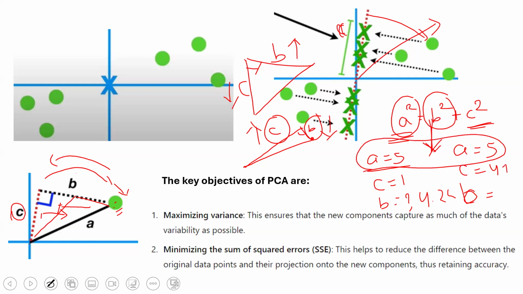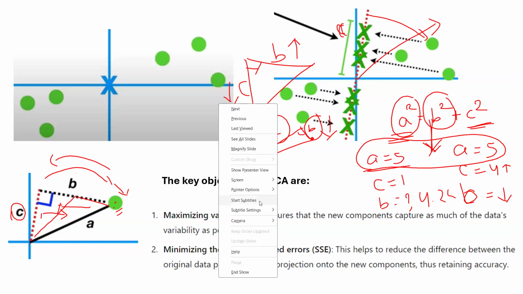So when C is increasing, B should automatically decrease, right? So that is what its whole thing is. When C is increasing, B will decrease. When B is increasing, C will decrease. So C has to be increased or decreased to find out the best fitting line.